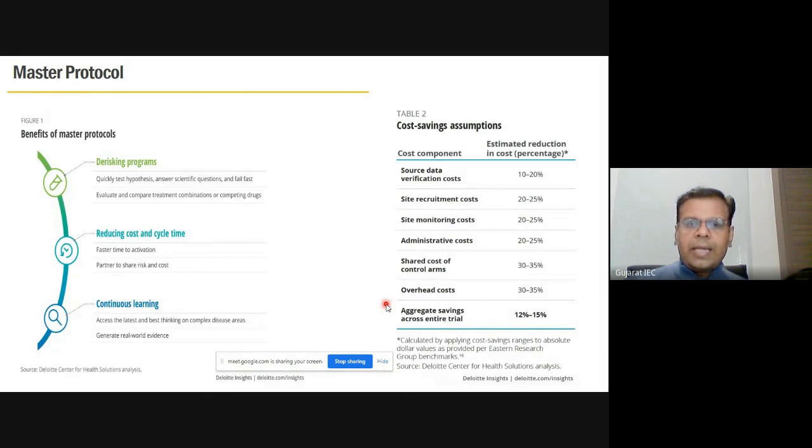To get onto adaptive design, you need a typical master protocol. A master protocol is one standard protocol which would be a de-risking program that reduces the cost and the time involvement, and there is continuous learning which happens over a period of time. Definitely that has a huge advantage with respect to cost saving and benefits with respect to recruitment.